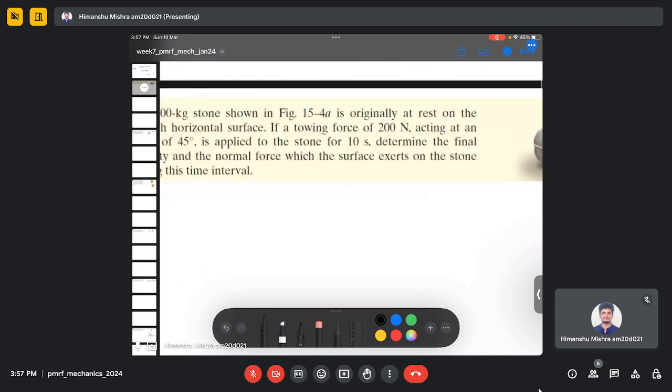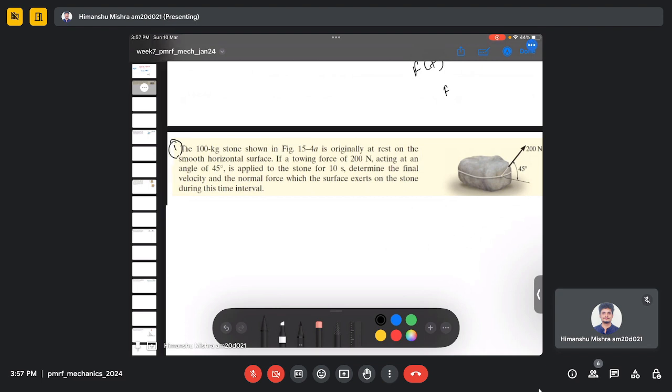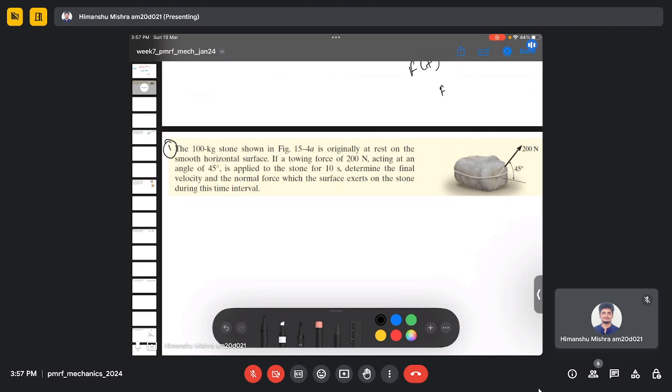So here the external force is applied for 10 seconds, and we need to determine the normal force as well as the final velocity. The final velocity can be obtained by using the conservation of momentum in the x direction, because the stone will actually move in the horizontal plane. So this is my stone. This is my weight. This is the external force. And this is the normal reaction.